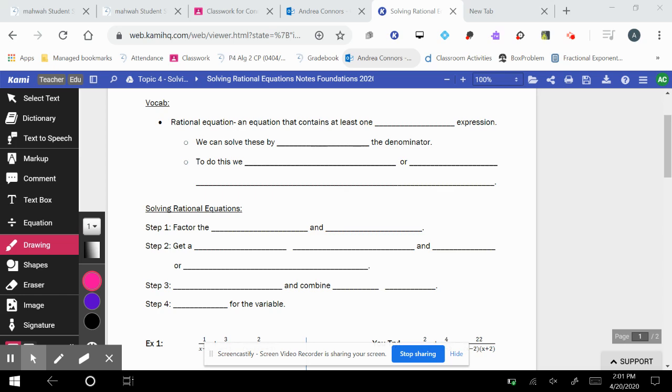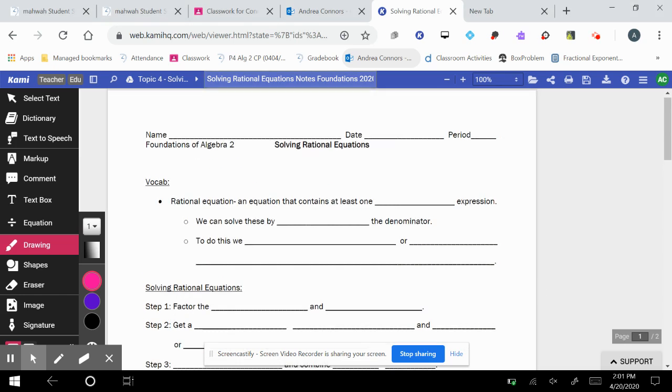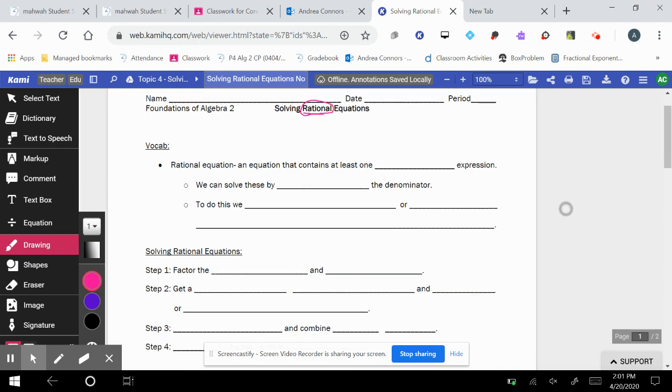Okay, guys, today we're going to learn about solving rational equations. And the word rational has been our unit for the past couple of lessons. Rational just means a fraction. So a rational equation is an equation that contains at least one rational expression.